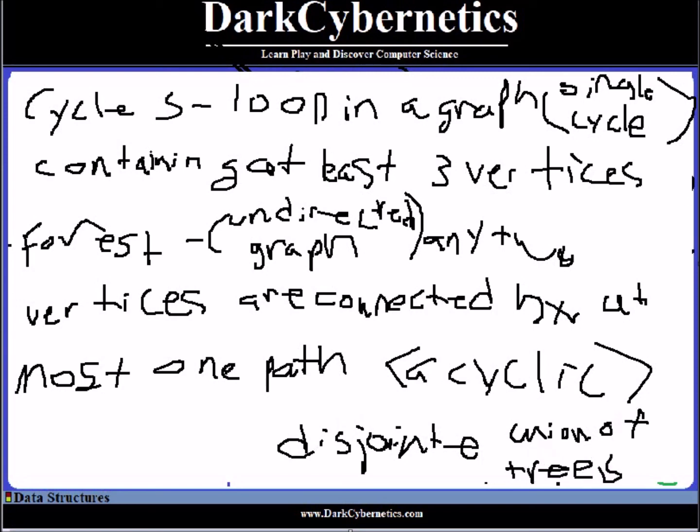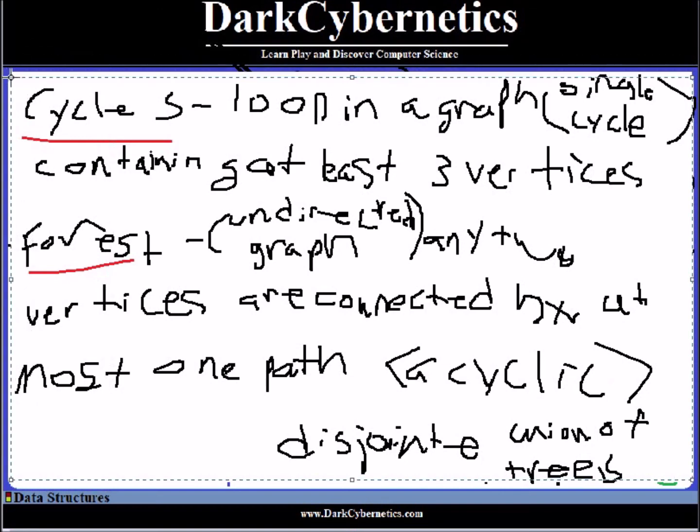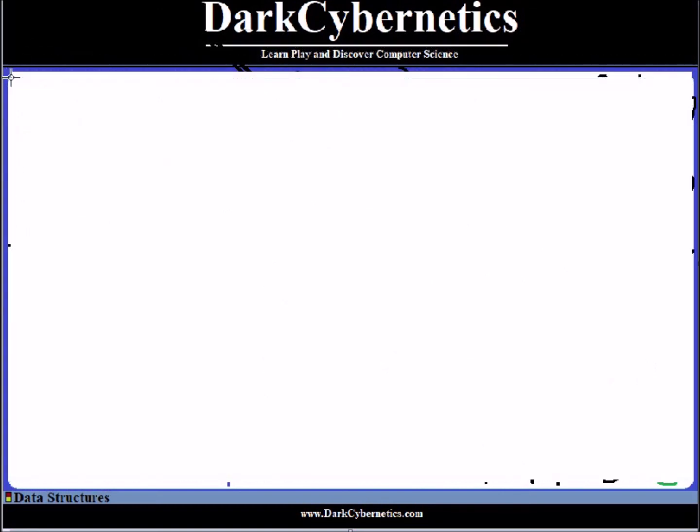Alright, so that's easy to understand. We have a forest and a cycle, where a cycle is a loop in a graph, a single cycle containing at least 3 vertices. In a forest, an undirected graph, it has any 2 vertices connected by at most 1 path, acyclic, a disjointed union of trees.